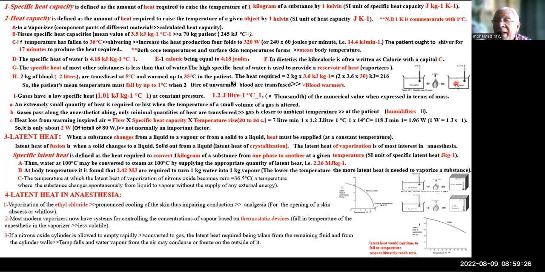Of course, this is the specific heat of water. Whenever I increase its temperature by 1 degree, I ought to supply 4.18 kilojoule per kilogram per degree Celsius to elevate the temperature of it. Suppose 1 degree from something to another one.